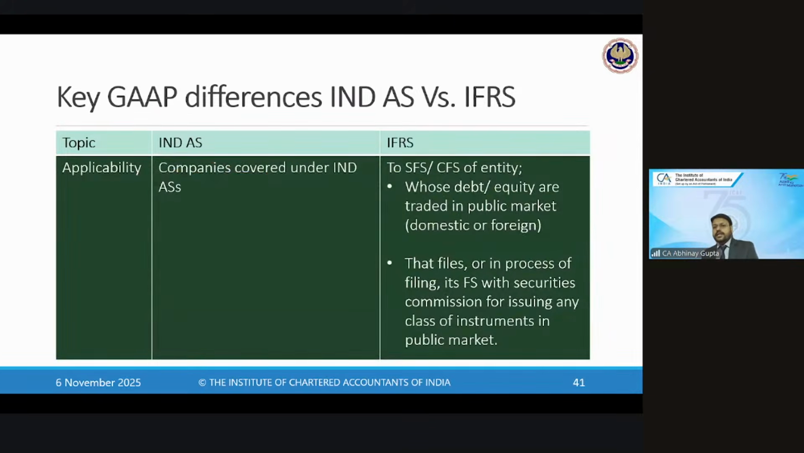What is the difference between Ind AS and IFRS? Only one. Ind AS says all the companies covered under Ind AS are required to give the segment information disclosures, but IFRS says only listed companies or those in the process of listing are required to present these disclosures. If the company is not publicly listed or not in the process of getting listed, then those companies can skip this disclosure in their financial statements. Is that clear?